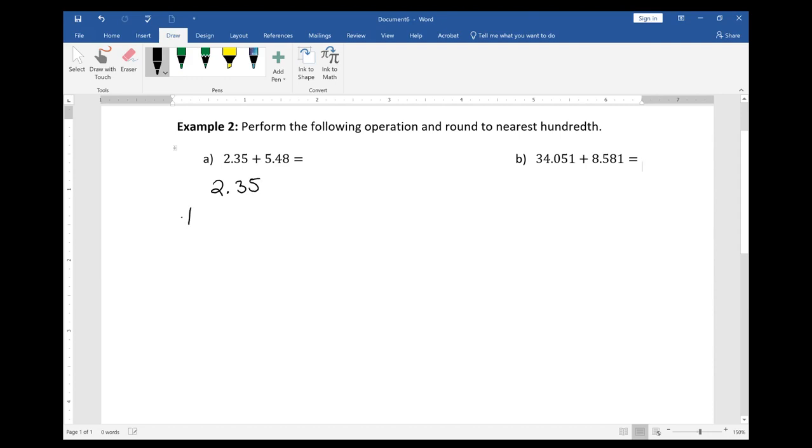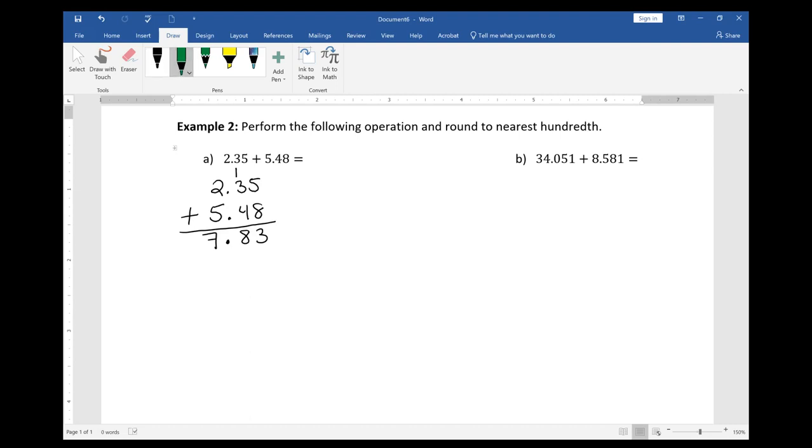2.35 plus 5.48. I will go ahead and add the digits the way I would normally. So 8 plus 5, that would give us 13. So 3, carry the 1. 4 plus 3 is 7, and the extra will be 8. Bring down the decimal point. 5 plus 2 will be 7. So these two numbers added together will be 7.83.